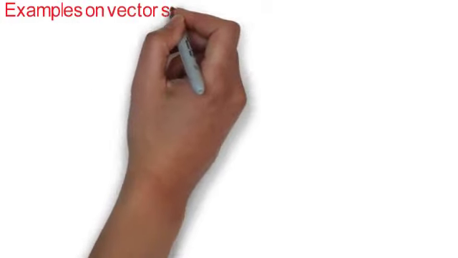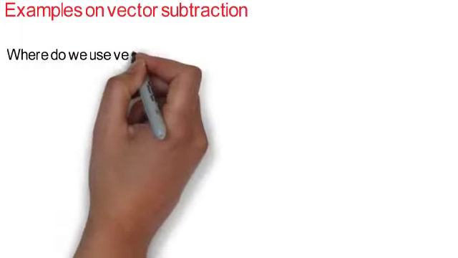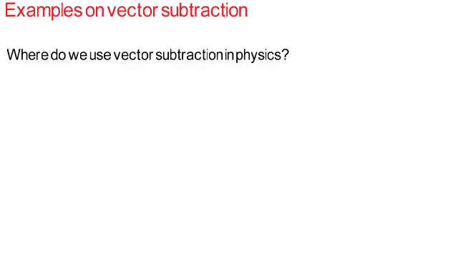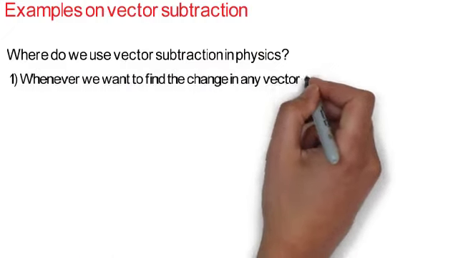Examples on vector subtraction. In this lecture, we will discuss some examples in vector subtraction. First of all, we must understand where do we use vector subtraction in physics. There are primarily two places where we use vector subtraction. First, whenever we want to find change in any vector quantity.